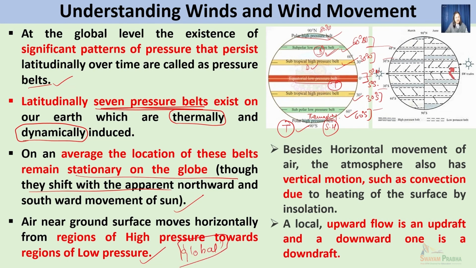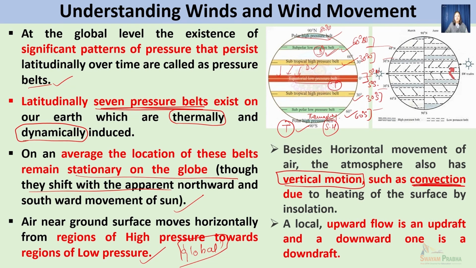So from the high pressure belt areas of the world, the winds will always move towards the low pressure belt regions across latitudes. Besides horizontal movement of air, the atmosphere also has vertical movement of air, which is primarily convection induced. Because of the intense insolation, the air near the ground surface is heated tremendously and is forced to ascend and rise up. And in the process, it condenses, leading to precipitation.